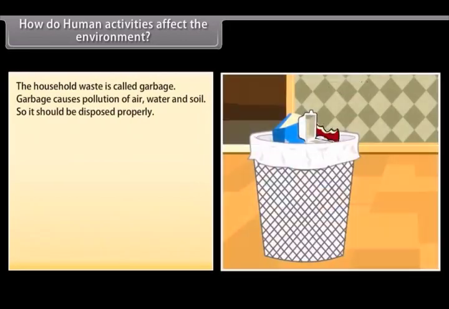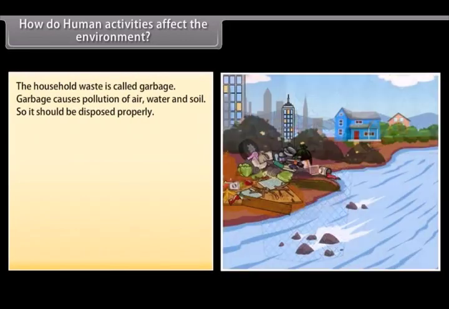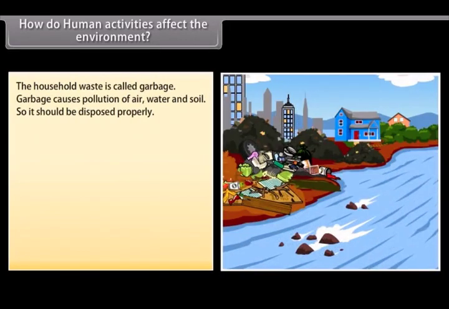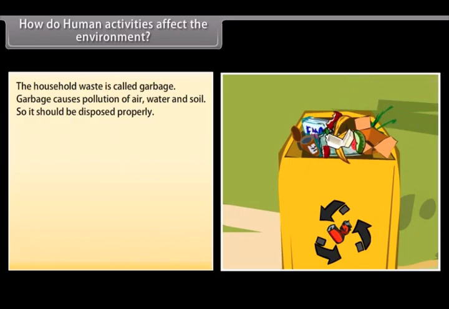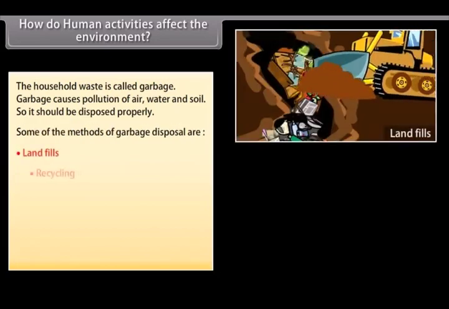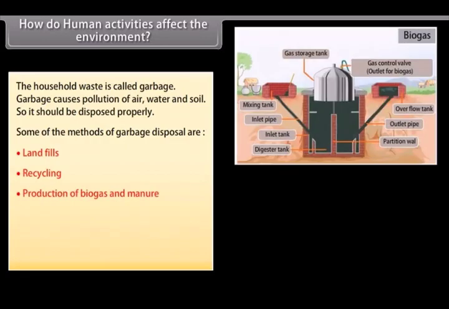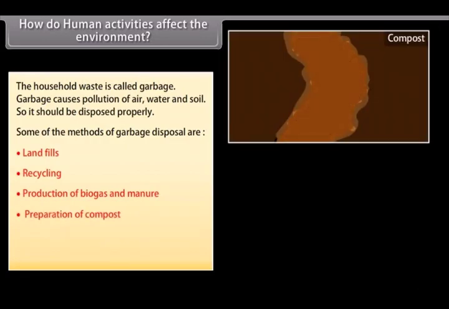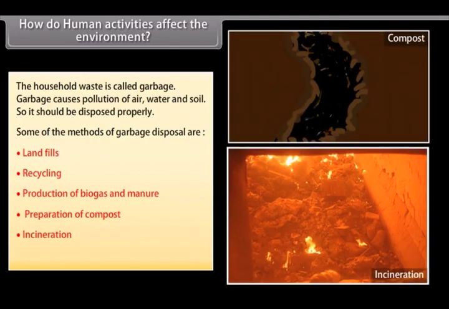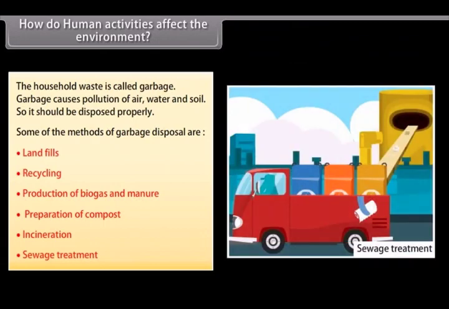The household waste is called garbage. Garbage causes pollution of air, water and soil, so it should be disposed properly. Some of the methods of garbage disposal are landfills, recycling, production of biogas and manure, preparation of compost, incineration, sewage treatment.